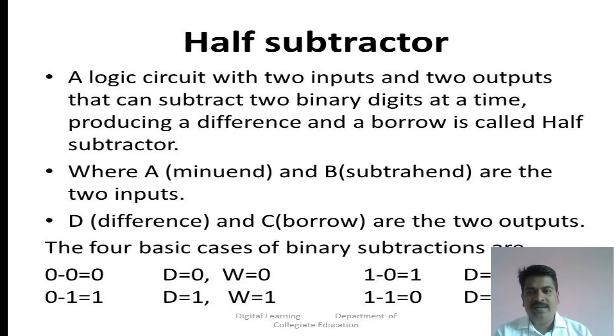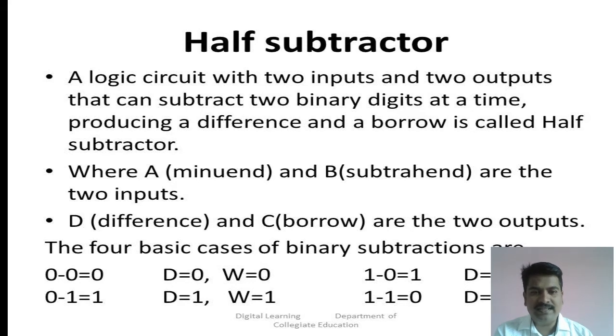0 minus 0 will be 0. Here the difference is 0 and we have not taken any borrow here. So borrow will also be 0. We look at the second case. In this case, 1 minus 0 is 1. It clearly shows that the difference is 1 and we haven't taken any borrow here. So borrow will be 0 in this case.